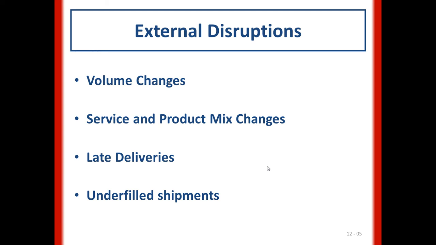If the market demands short lead time, the firm needs a quick reaction from its supplier. External causes may also include service or product mix changes, when the customer changes the option they choose in order to buy a product. Late delivery can also be a cause of the bullwhip effect. Underfilled shipment, meaning shipments that are under 100% lot size, can also be a cause of the bullwhip effect.